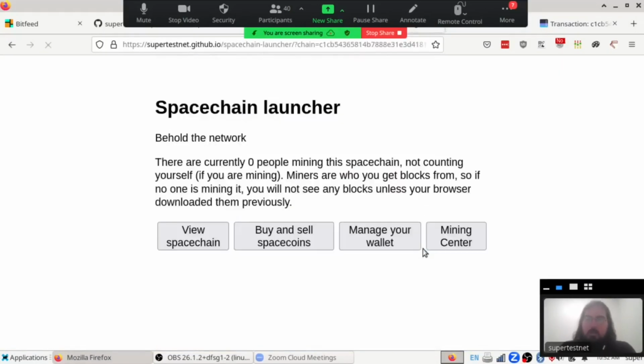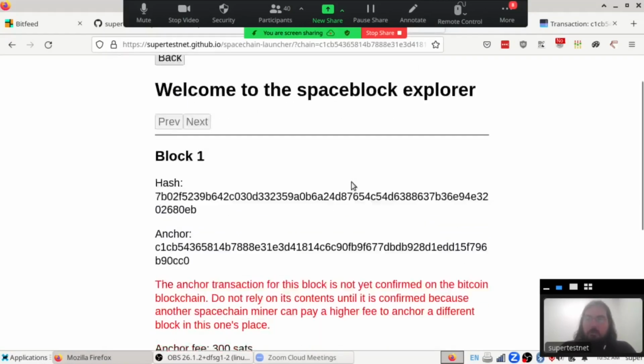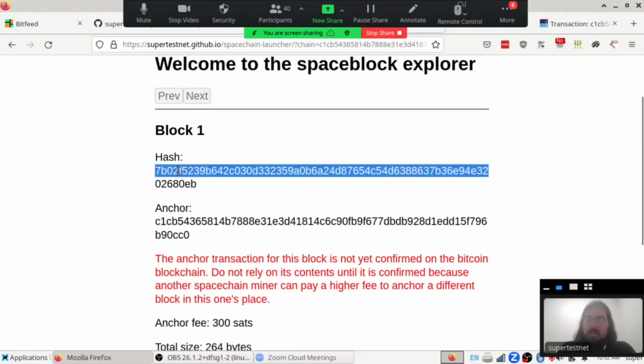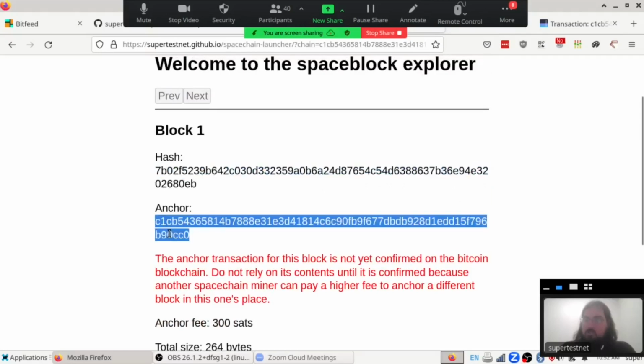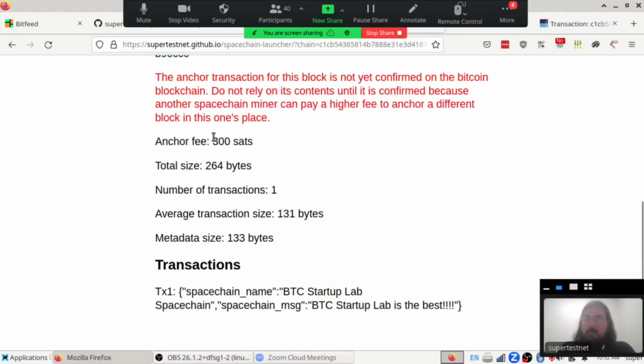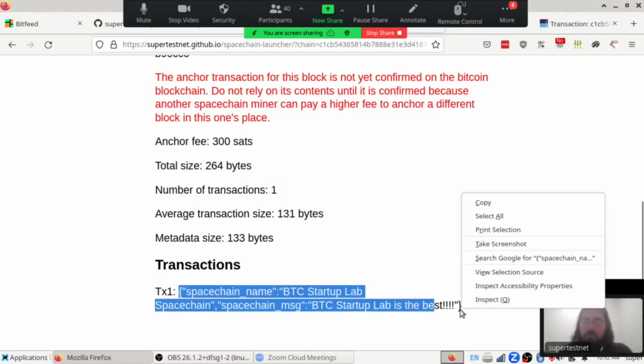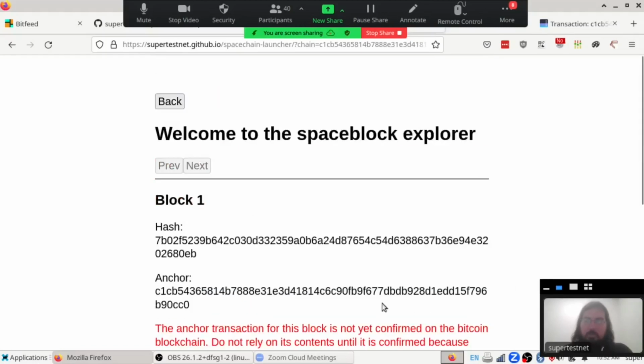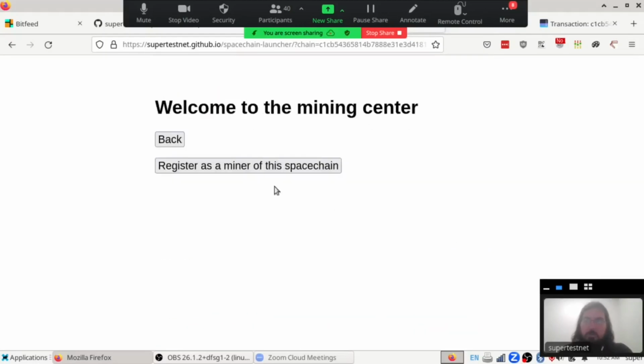So let's hit OK, and we can view it in a little explorer. This is our sidechain network. You can view our first block. Check it out. There's its hash. There's the transaction where it's anchored into Bitcoin. It's not yet confirmed. It paid a fee of 300 sats. It's a small Spacechain block because it only has one thing in it, which is a short message. One transaction, that's the one that contains that message. And there it is. You can even see the transaction creating the Spacechain and giving it the little message. You can also register to become a miner.